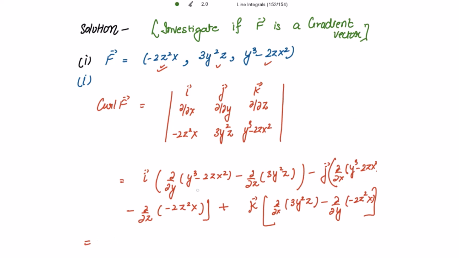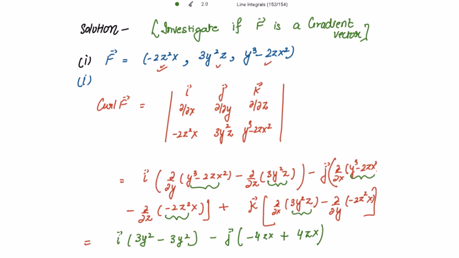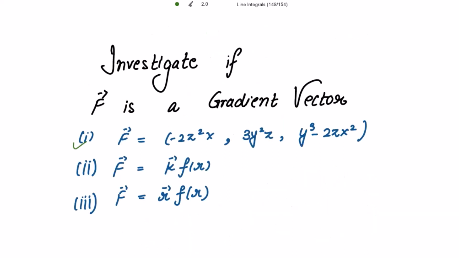So that is equal to, okay, differentiating this with respect to y, we are getting 3y square. So this is i vector into 3y square minus, differentiating this with respect to z, we are getting 3y square. Minus j vector, differentiating this with respect to x, we are getting minus 4zx. Differentiating this with respect to z, we are getting minus 4zx again, and that becomes positive. And then differentiating this with respect to x, it is 0. Differentiating this with respect to y, again 0. So this cancels out and this also cancelled out. So we are getting the curl of F vector to be equal to 0. And because the curl of F vector is 0, F vector is a gradient vector. So the first part is a gradient vector.